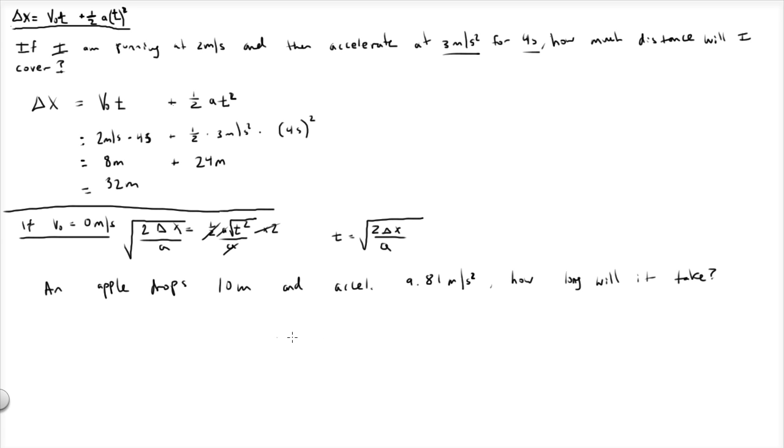So here we just, again, plug and chug. We get t equals square root of 2 delta x over a. That's the square root of 2 times our distance, 10 meters, over our acceleration, 9.81 meters per second squared. So if you do that out, you get 1.43 seconds. So that means it takes 1.43 seconds for something to go 10 meters if it's accelerating at 9.81 meters per second squared.